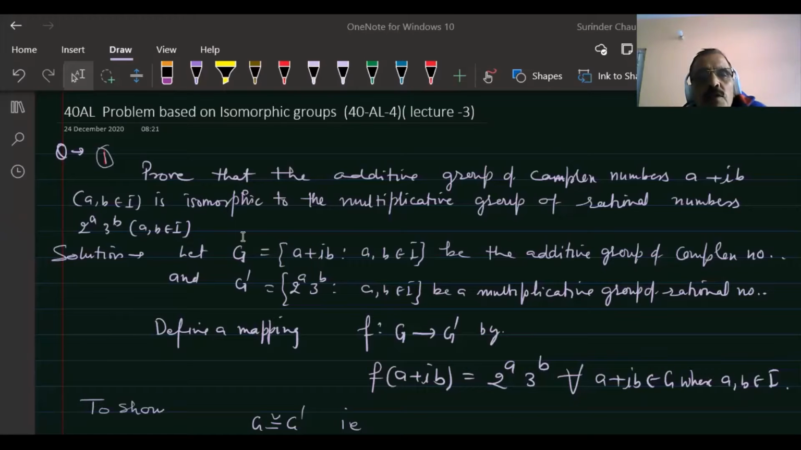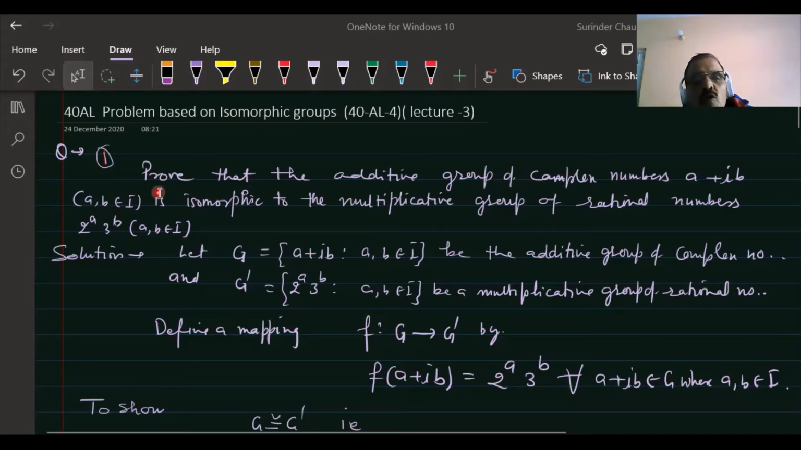Hello students, in the first lecture we defined how many kinds of mapping from one group to another group exist and from one group to the same group exist. Now in the second lecture we discussed problems based on different types of homomorphism, and now in this lecture we'll discuss homomorphic groups.